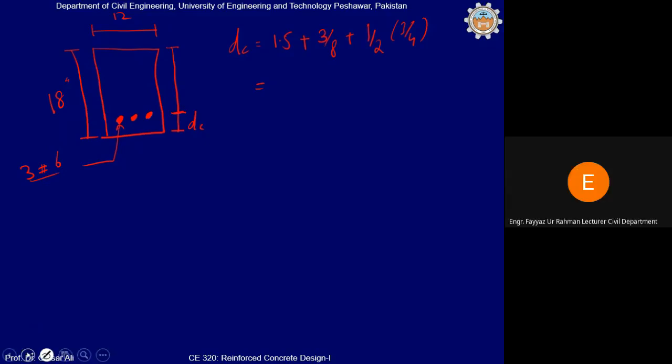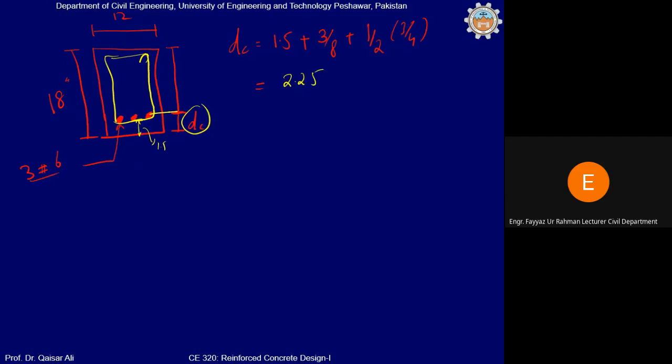ये सिंपल है, यहाँ पर मैंने आपको बताया था कि there will be steps provided here. Okay, this clear cover for beam, it is 1.5 inches, which is provided on all sides, plus dia of stirrup, and plus half dia of the longitudinal bar. This will be equal to DC. अब समझ में आ रही है? ओके सर, थैंक यू. So this is equal to 2.25 inches.